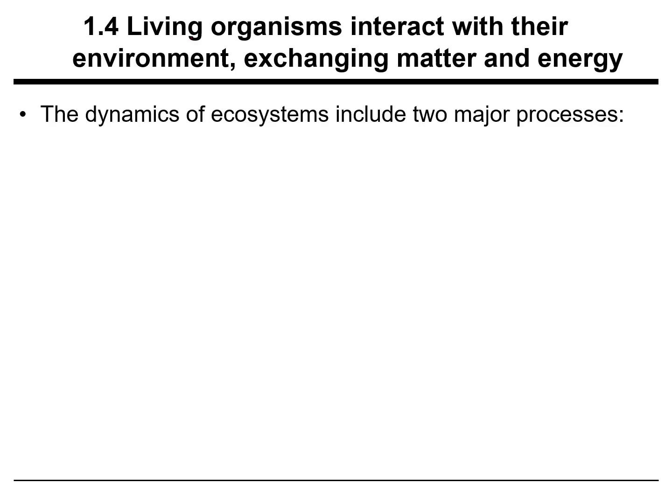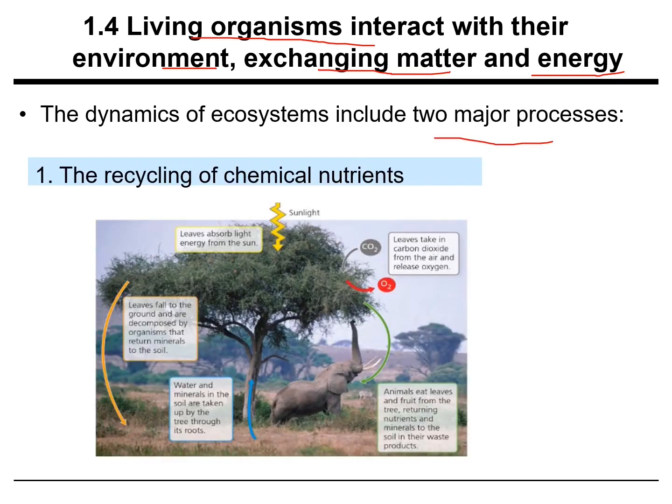Now I'm going to talk about how living organisms interact with their environment, and how they do it. They exchange matter and energy. And we will talk a lot about that at the end of the class when we talk about photosynthesis, fermentation, and cellular respiration. So there are two major processes. The first one is the recycling of chemical nutrients, and maybe you have heard about the recycling of CO2 and oxygen that is very important for the survival of the earth.